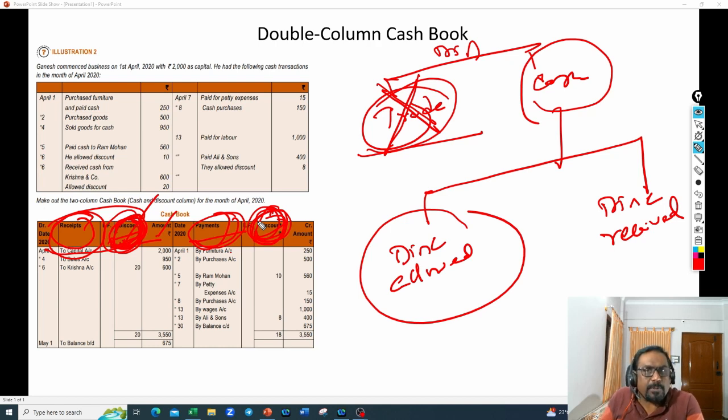Why discount allowed? Discount allowed is an expenditure. When do I give the discount? When I receive the payment. So that is the reason it is coming into the receipt side. If you talk like this, imagine your vision.